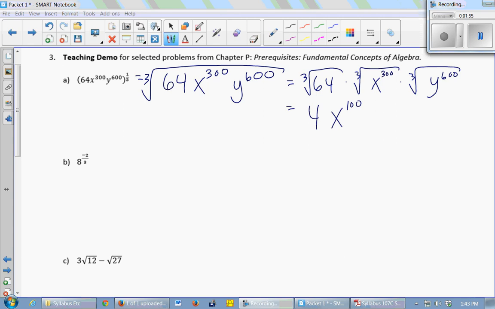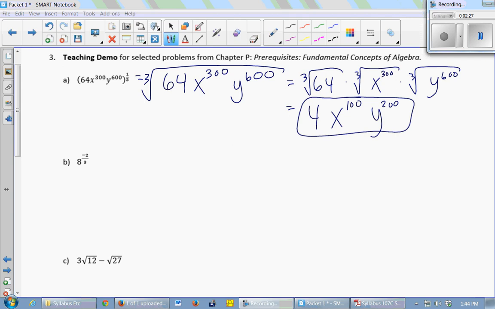Yep. Because when you raise a power to a power, you multiply the exponents. So x to the 100 cubed, you'd multiply the 100 times the 3 and you'd get the 300. All right, and then the cube root of y to the 600, y to the 200, because 200 times 3 would give you the 600. All right. How's that? Any questions on that?